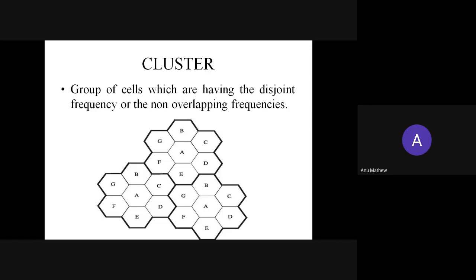Here in this figure, the cells named A to G represent a cluster. Then the alphabets A to G are repeating here, so this is another cluster. Clusters are repeating in a geographical area. In a cluster, many cells are there. In this cluster, there are 7 cells, and these 7 cells have different, disjoint, non-overlapping frequencies. Then the second cluster also has the same set of frequencies. So that is the idea of a cluster.